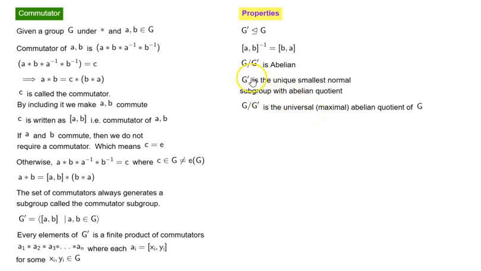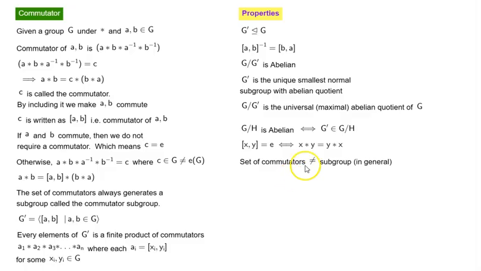Now, how do we figure this out? Just for understanding purposes, look at this. G by G prime. G prime is the smallest. So that means G by G prime is the maximal abelian quotient of G. H is a subgroup of G. So the quotient group G by H is abelian only when the commutator group G prime is in H. In G by H, the commutator of X comma Y is equal to E if and only if X times Y equals Y times X. That we have already seen.